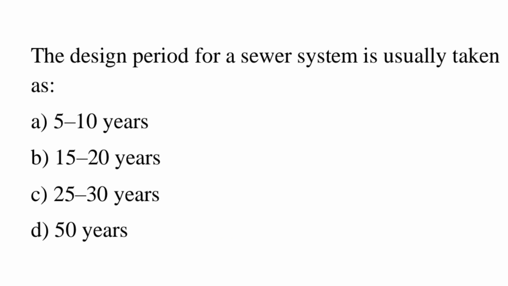Next question, the design period for the sewer system is usually taken as: option A 5 to 10 years, option B 15 to 20 years, option C 25 to 30 years, option D 50 years. So the correct answer is option C 25 to 30 years. So as per IS recommendation, long design periods are used because sewer replacement is costly.